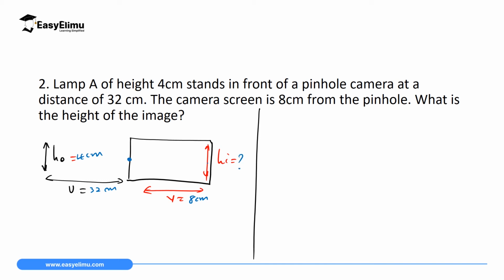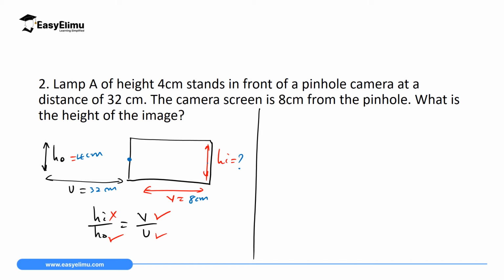So what you do here, since all the units are uniform in centimeters, then you write our equation, HI over HO is equals to V divided by U. Now, do we have HI? That's what we are looking for. So we don't have this one. Do we have HO? Yes. Do we have V? Yes. Do we have U? Yes. And now you feed them.